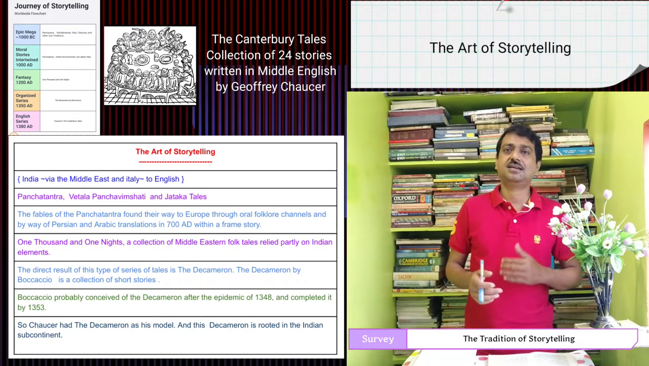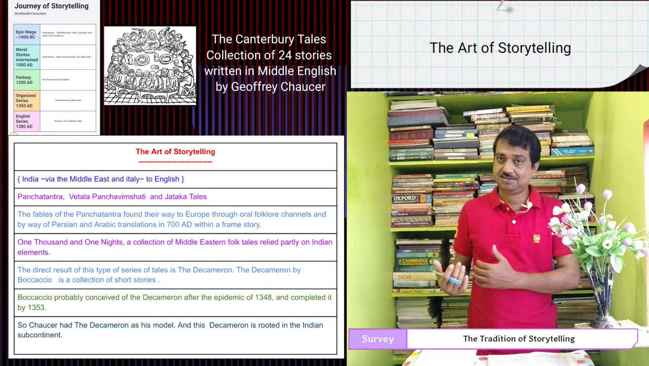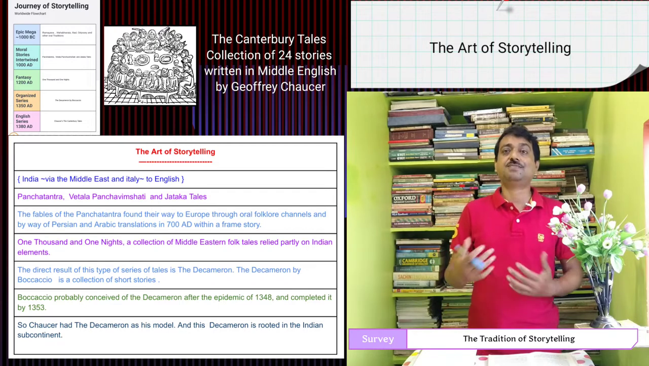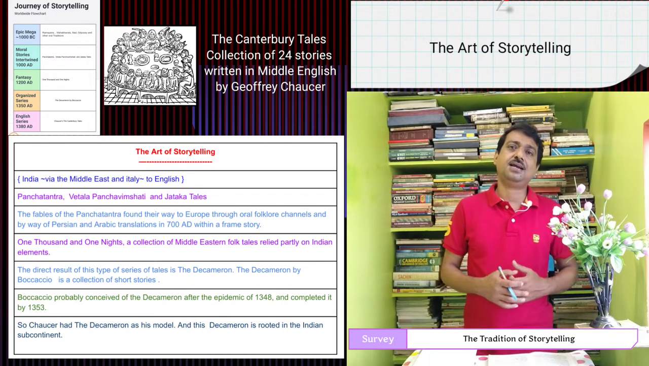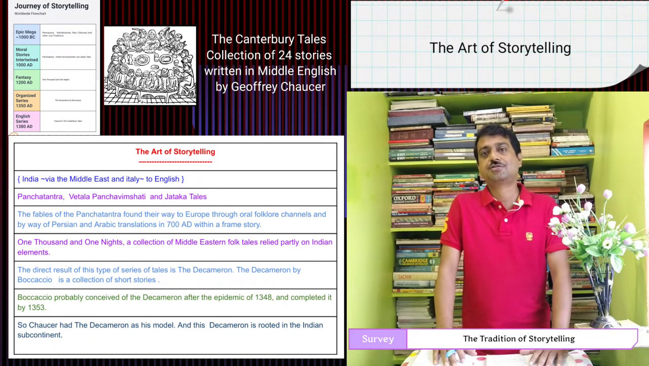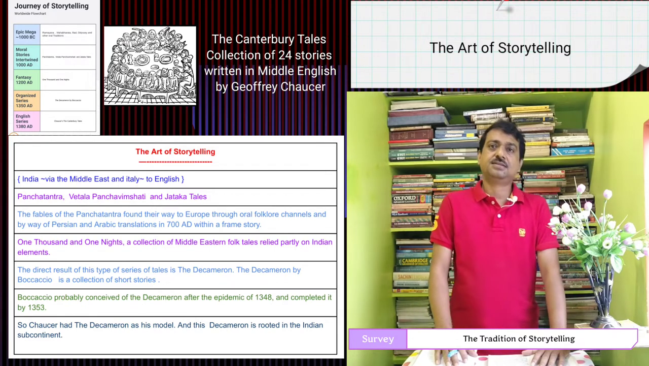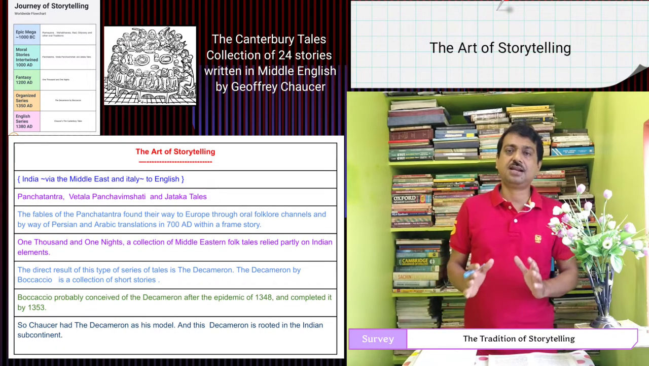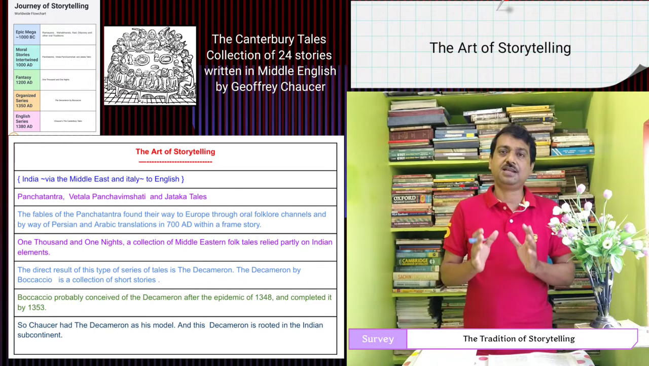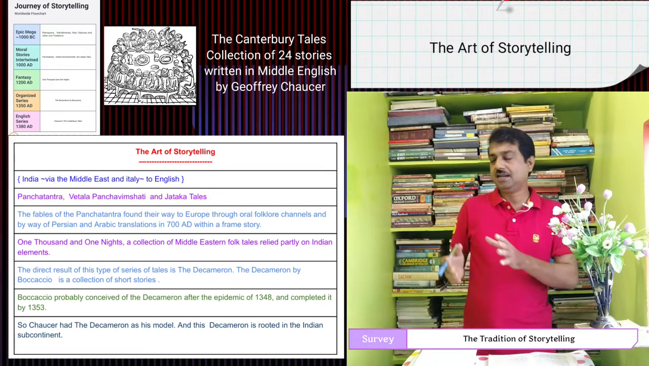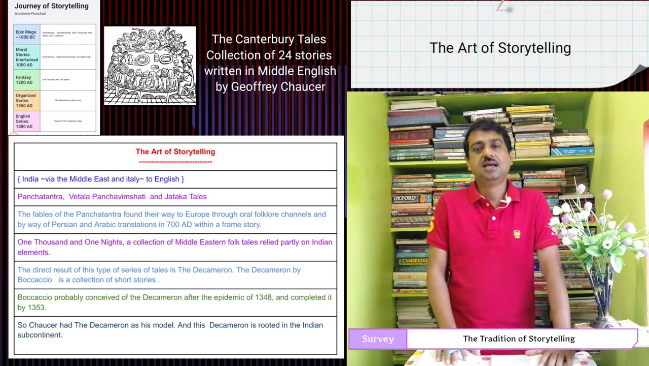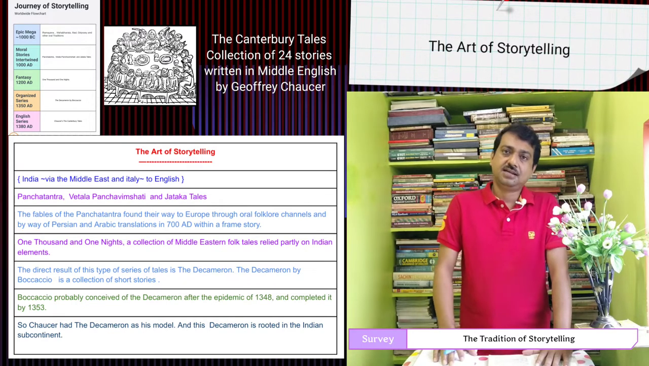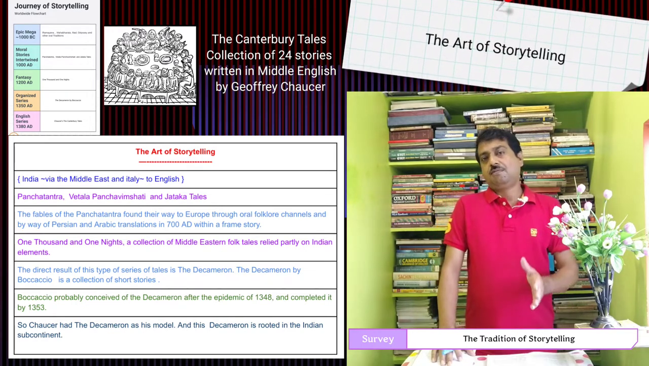1001 Nights relied partly on Indian elements. The direct result of this type of series of tales is the Italian Decameron. The Decameron by Boccaccio is a collection of short stories that you know. The book is structured as a frame story containing 100 tales told by a group of 7 young women and 3 men. They sheltered in a secluded villa just outside Florence in order to escape from the black death that was happening at that time.